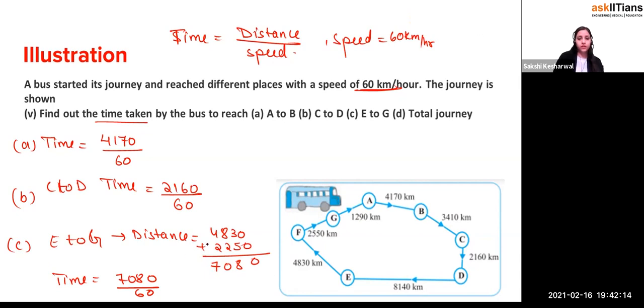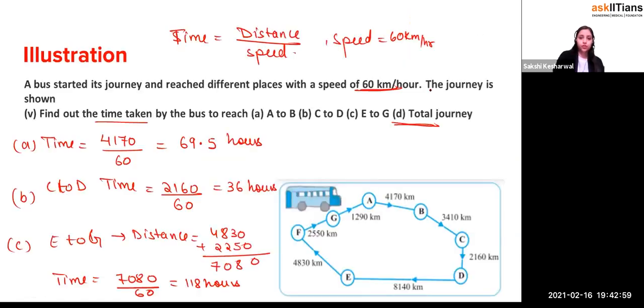I think everything gets cancelled out, but this is going to come in the fraction only, because in the sixth table you don't get 7, right? So just see this. So here you get the answer as 69.5. Here you get the answer as 2160 divided by 60, which is equals to 36 hours, right? And here also 7080 divided by 60, which is equals to 118 hours, right?